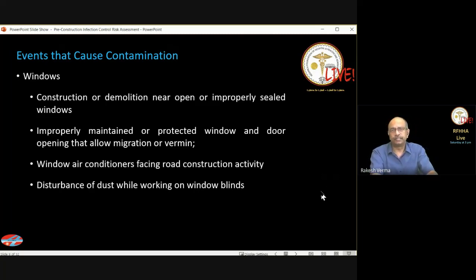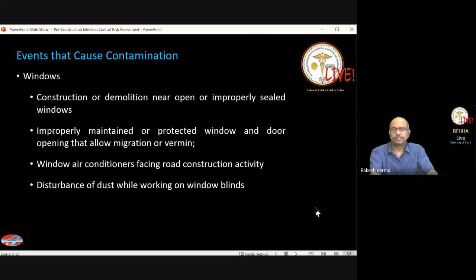Window air conditioning facing road construction activity is very common. We have lots of hospitals which are on the roadside. There is hardly any distance from the road to the hospital buildings. When you have a window air conditioning and you have opened the exhaust of the window air conditioning for fresh air, this is also bringing in all that is outside.